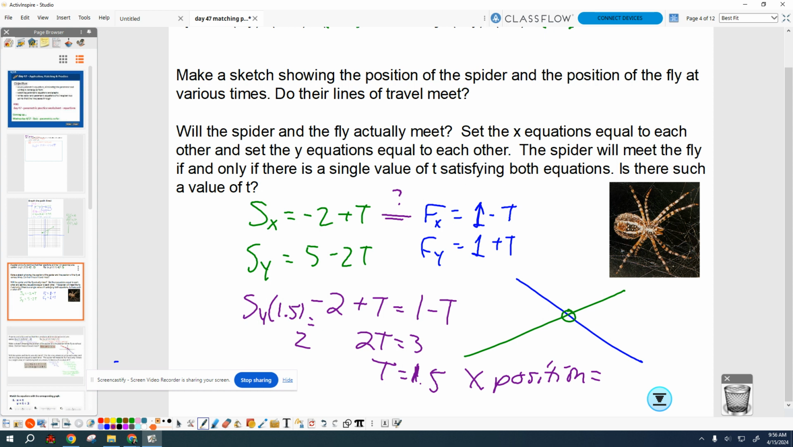So you could have taken either equation. When are the Y's equal or when are the X's equal? Find that time, put it into the other equations. If they're the same, spider gets a snap. Spider is not. He does not snap today.